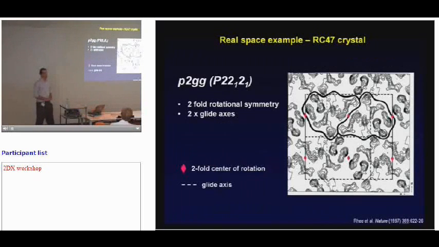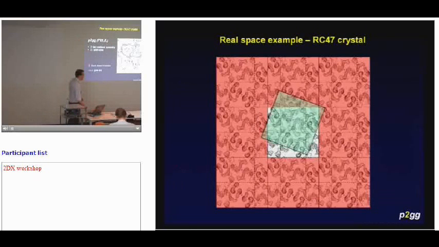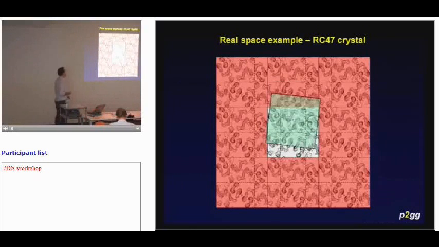Okay, so to finish up, I've just got a couple of examples. This is an RC47 photosystem 2 reaction center complex, which has p2gg symmetry, or the 2D space group is P22₁2₁. And what you're going to see in the next few slides is basically how you can take this real space image and rationalise the symmetry elements that are present in that space group.